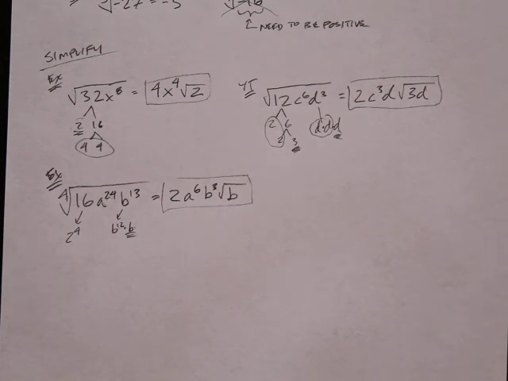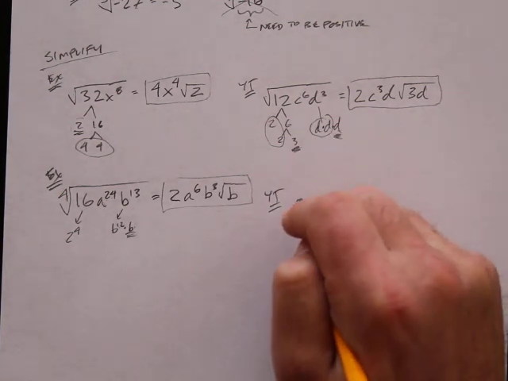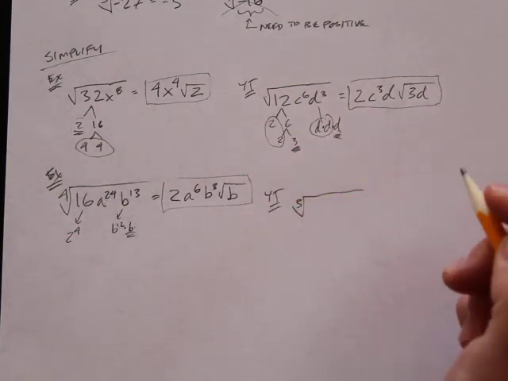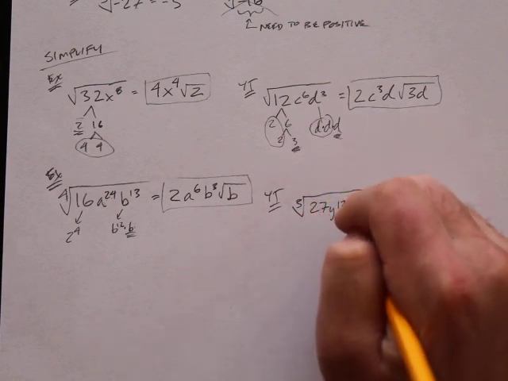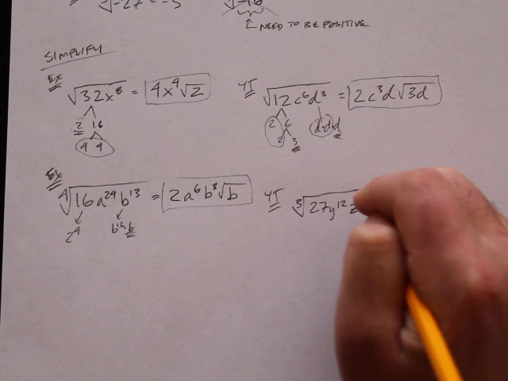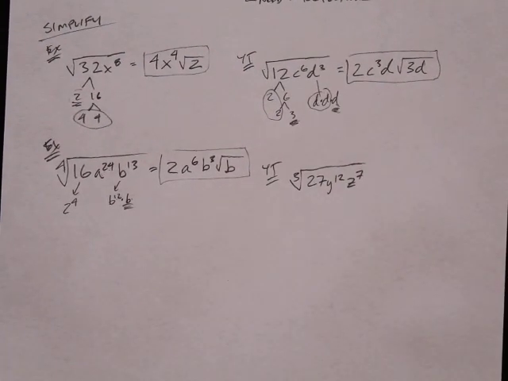Good, let's keep going. Let's give you one to do on your own now. The third root of 27, y to the 12th, z to the 7th. All right, go ahead and pause and do this one here, see how you do.